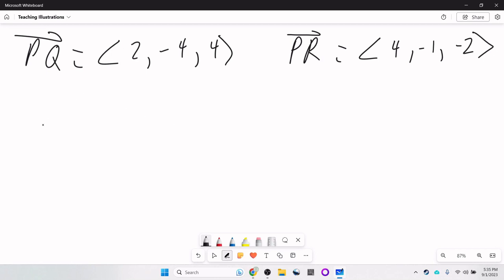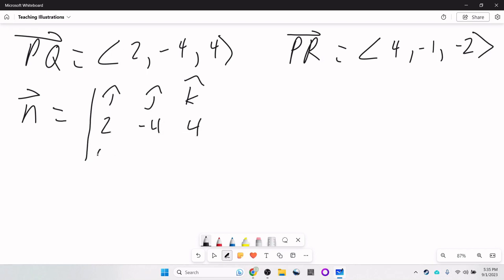So once you have those 2, you then need a normal vector. Well, a normal vector, by definition, is perpendicular to every vector in the plane. So that means we can get it by taking the cross product of these two vectors. That's one of the main uses for the cross product, is to find a vector that's perpendicular to two other given vectors. So we get 2, -4, 4, 4, -1, -2. Which we then expand out.